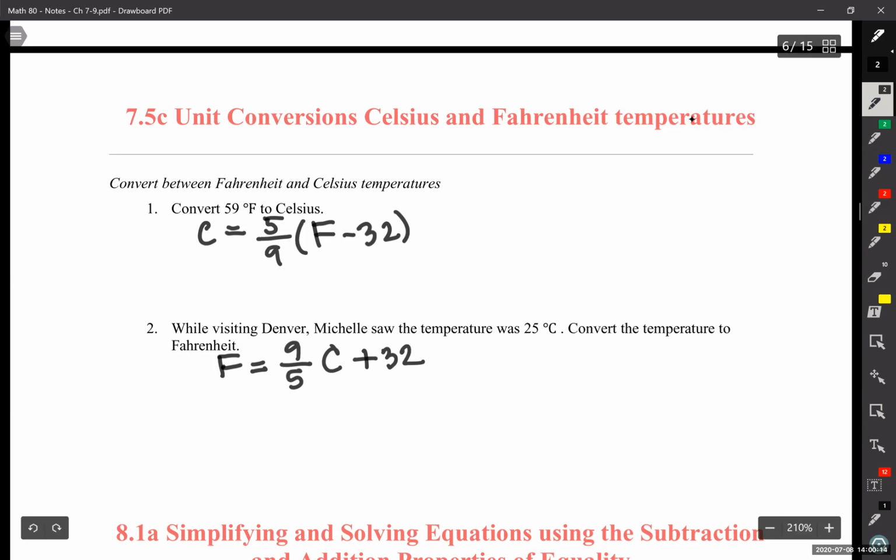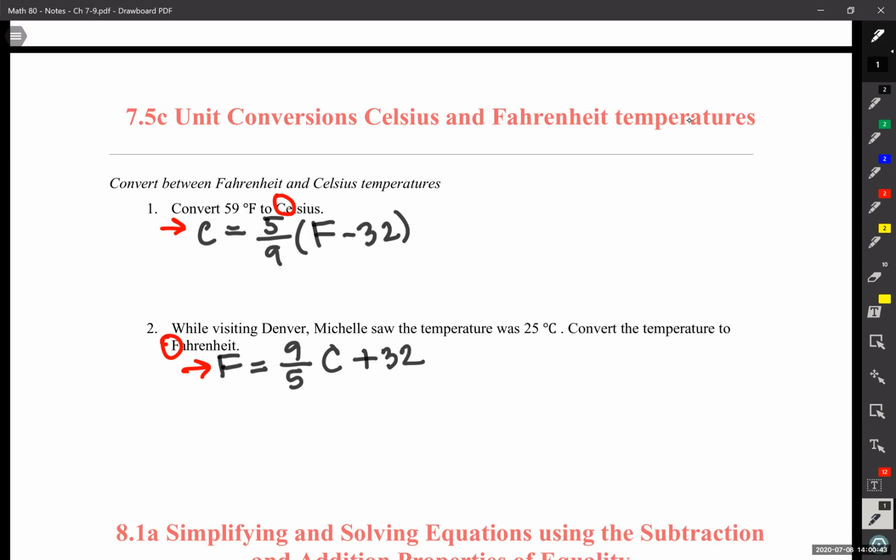So I want, in problem 1, I want Celsius. So notice I have the problem where the C is by itself. In problem 2, I want Fahrenheit. So I have the problem where the F is by itself. And this is just a plug and chug problem. So this is a great example of needing to write down the formulas somewhere handy where you can access them quickly during the test. But the actual problem itself will just be a real quick calculator problem.